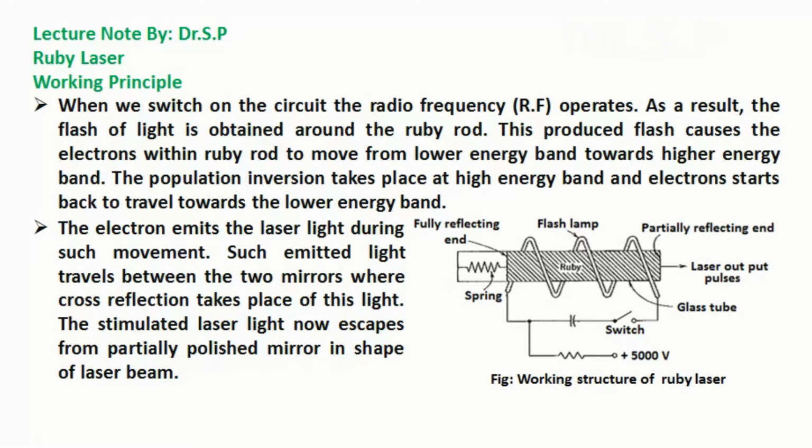Such emitted light travels between the two mirrors where cross-reflection of this light takes place. The stimulated laser light now escapes from the partially polished mirror in the shape of a laser beam. The spring attached to the fully polished mirror is used to adjust the wavelength. The switching control of the RF source is used to switch the flashlight on and off, so that excessive heat should not be generated, due to the very high frequency of the movement of the electrons.